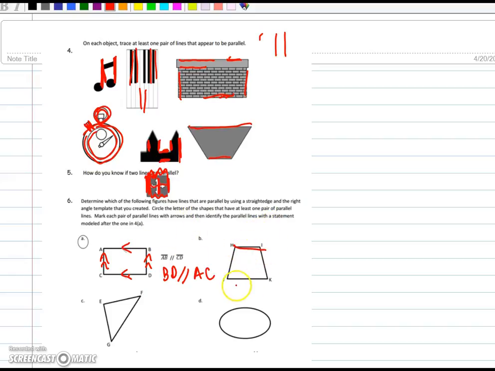So let's see, HI and JK. So HI is parallel to JK. Those are line segments, so I have to draw a line segment at the top. Let's see, do I have any parallel lines here? I don't think so. They all crisscross. They all intersect. What about here? Anything parallel? Not really. So there's no parallel lines here and none there.